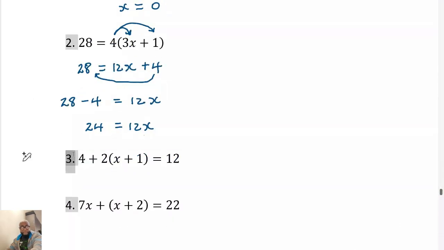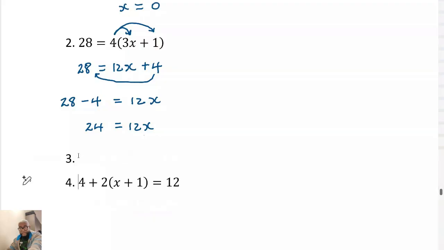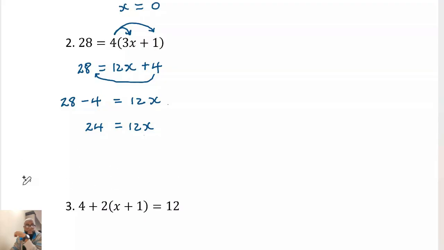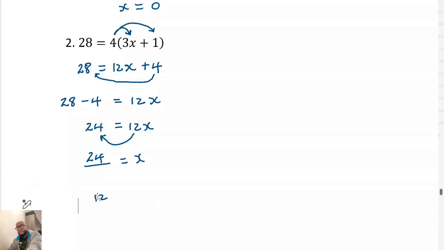What's the next step we've got to do here? Divide, right? So I'm carrying this 12 here and dividing it. 24 divided by 12 is equal to x. Go ahead. 2. Yeah, the answer is 2. So 2 would be equal to x, right? That's my answer there.